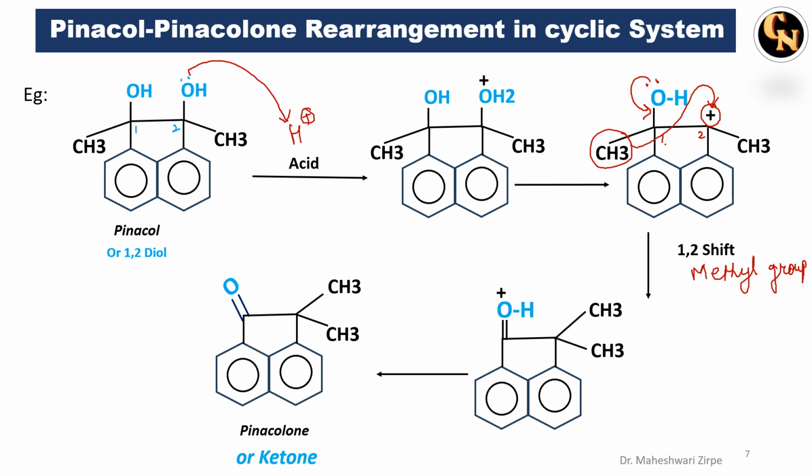The positive charge on oxygen, last step is our deprotonation. So the proton will be removed and you will get back the proton in the acid. The proton will be lost and given back to the acid. So formation of a ketone, that is C double bond O, you can find here there is formation of C double bond O, which is also known as pinacolone.